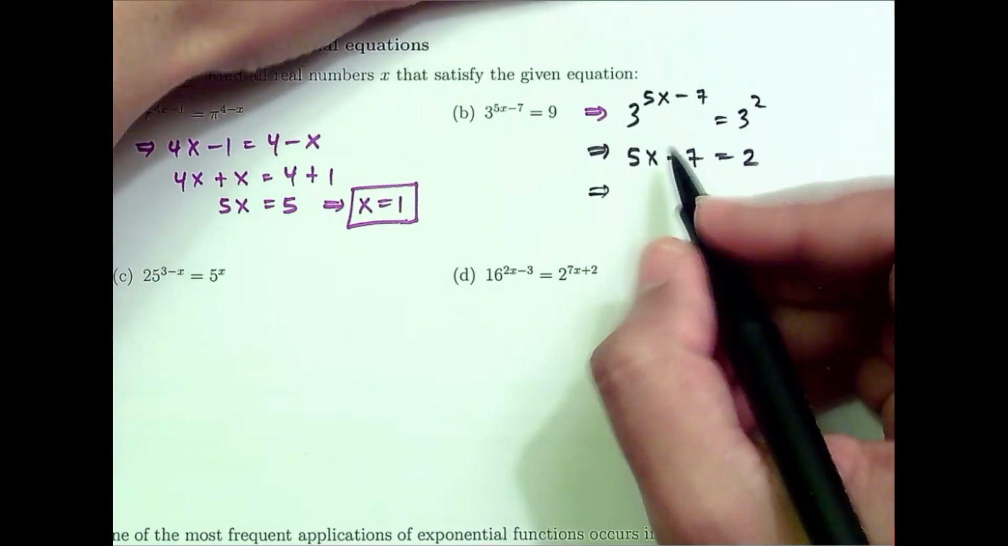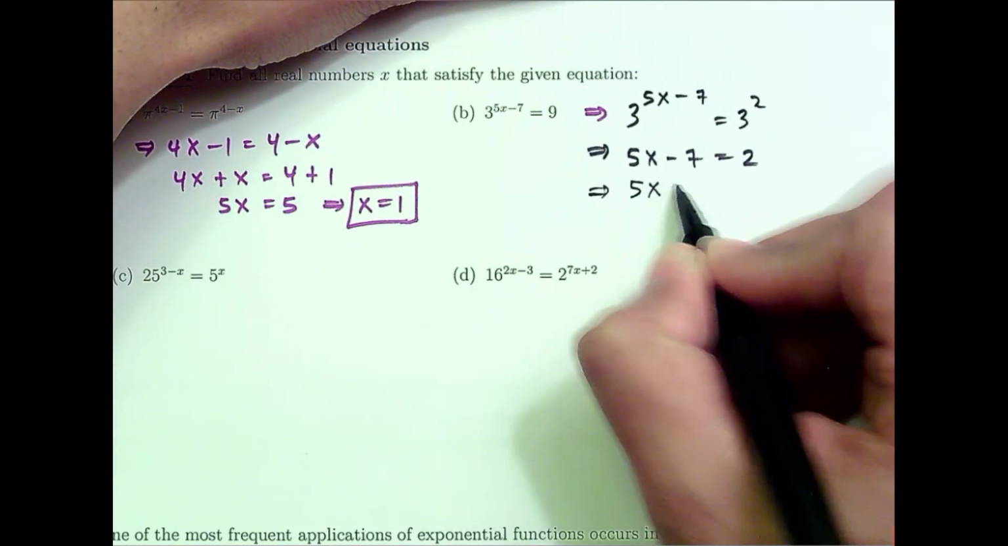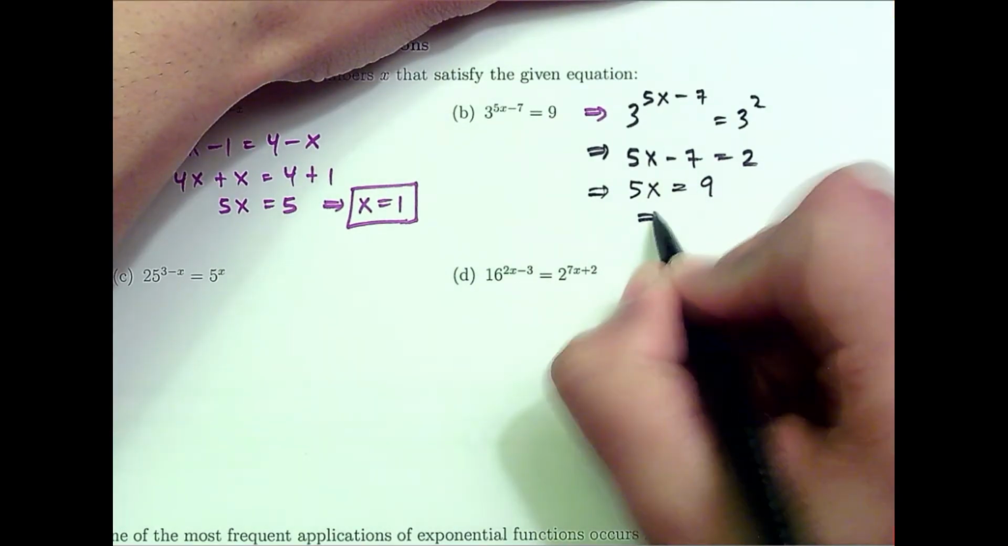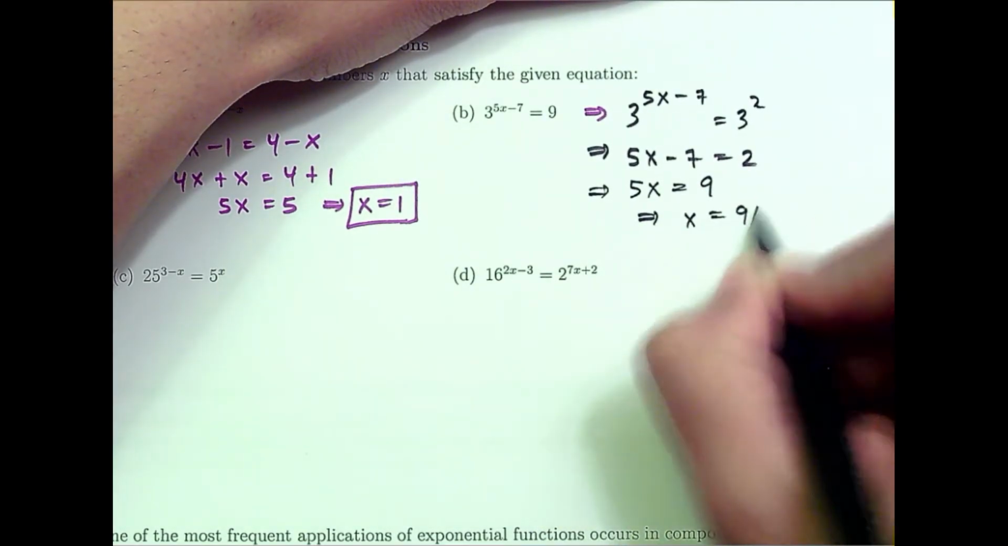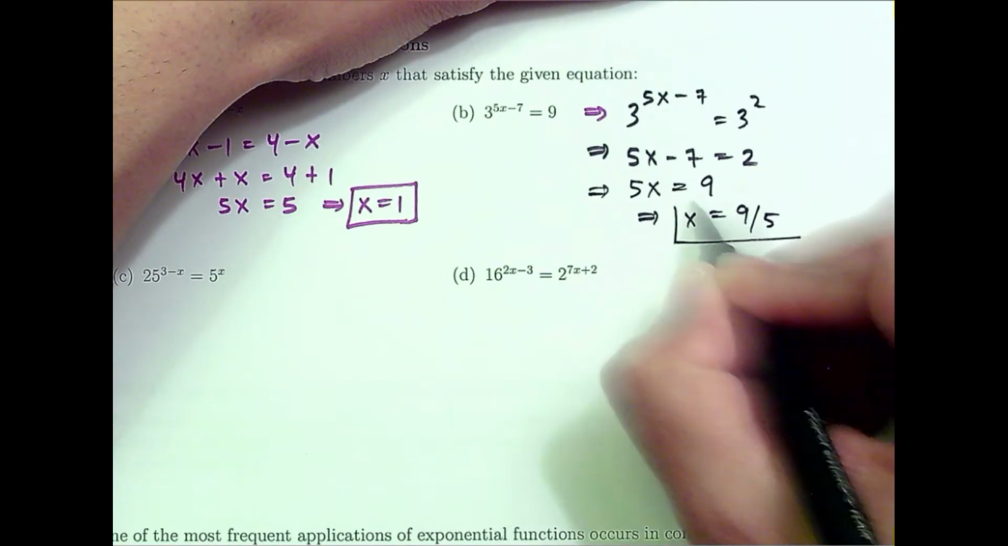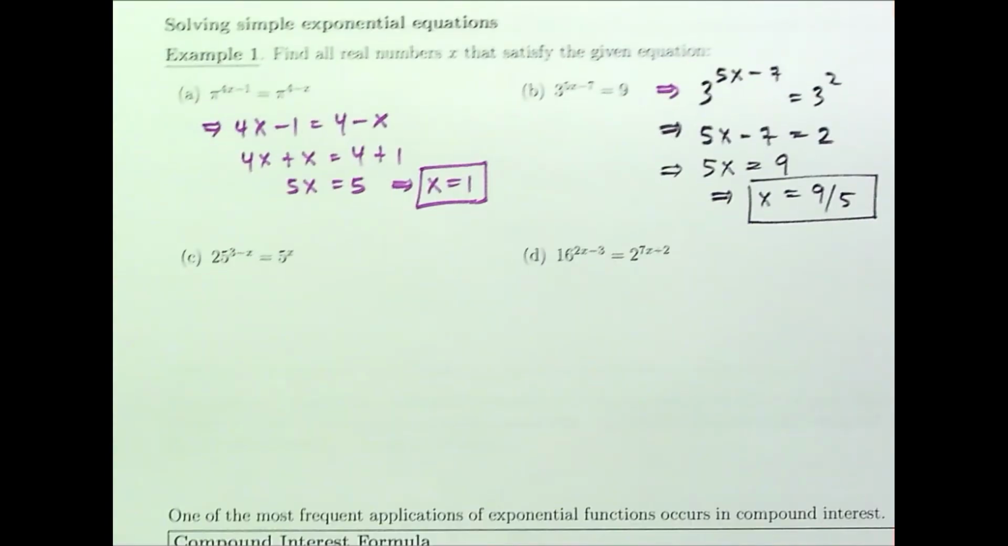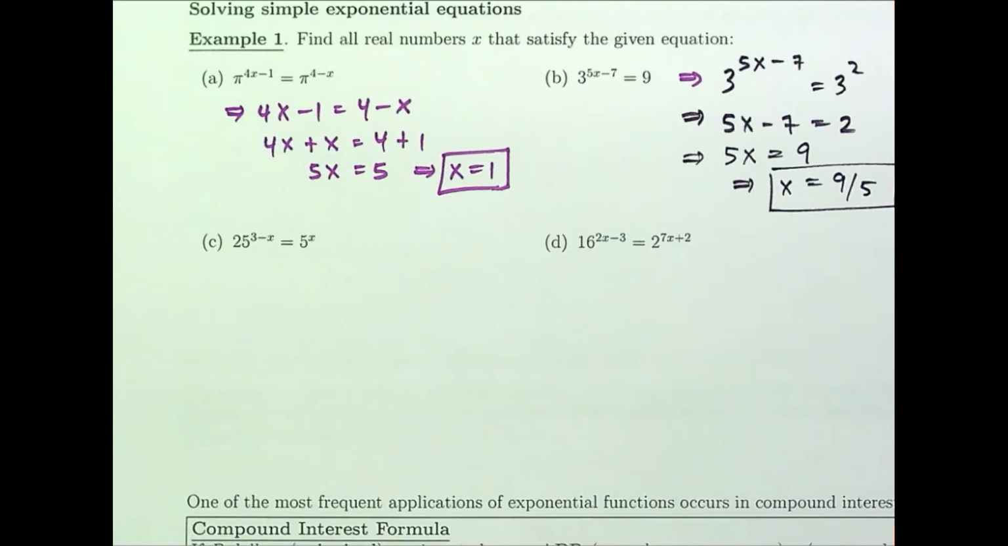Add 7 to both sides. This is going to be 5x equals 9. And divide by 5. And you're going to get that x equals 9/5. Okay, now let's try this one.